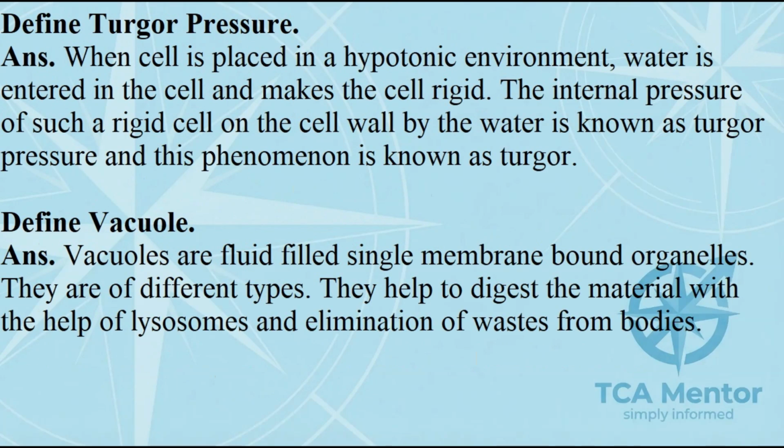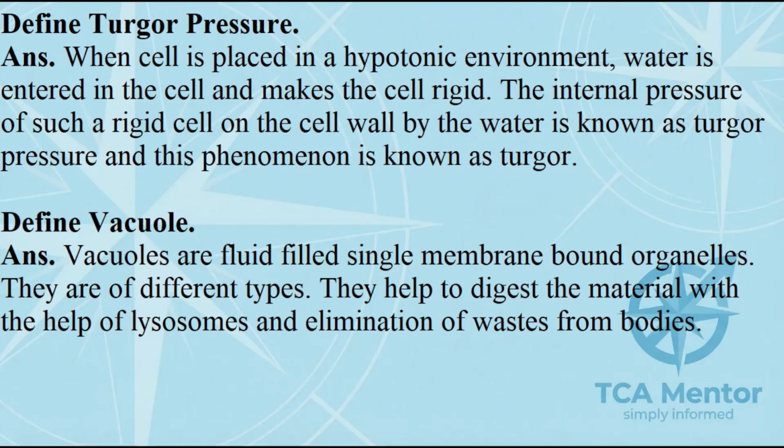Define turgor pressure. Answer: When a cell is placed in a hypotonic environment, water enters the cell and makes the cell rigid. The internal pressure of such a rigid cell on the cell wall by the water is known as turgor pressure, and this phenomenon is known as turgor.